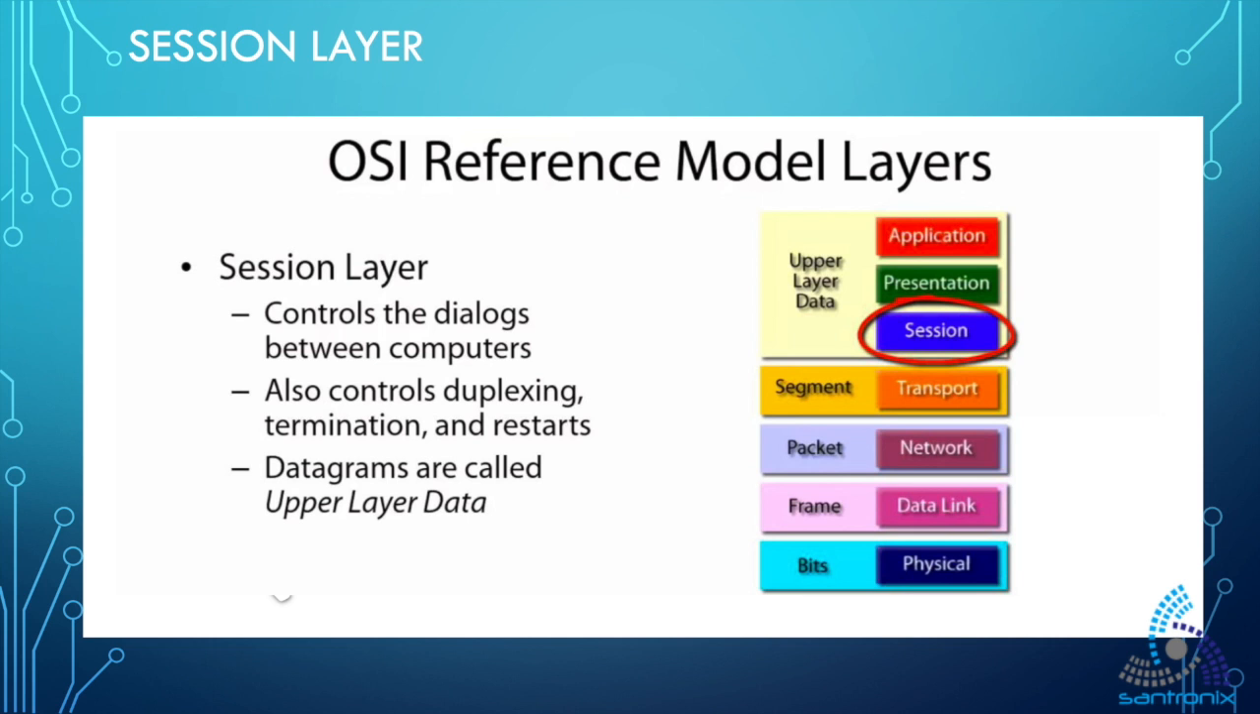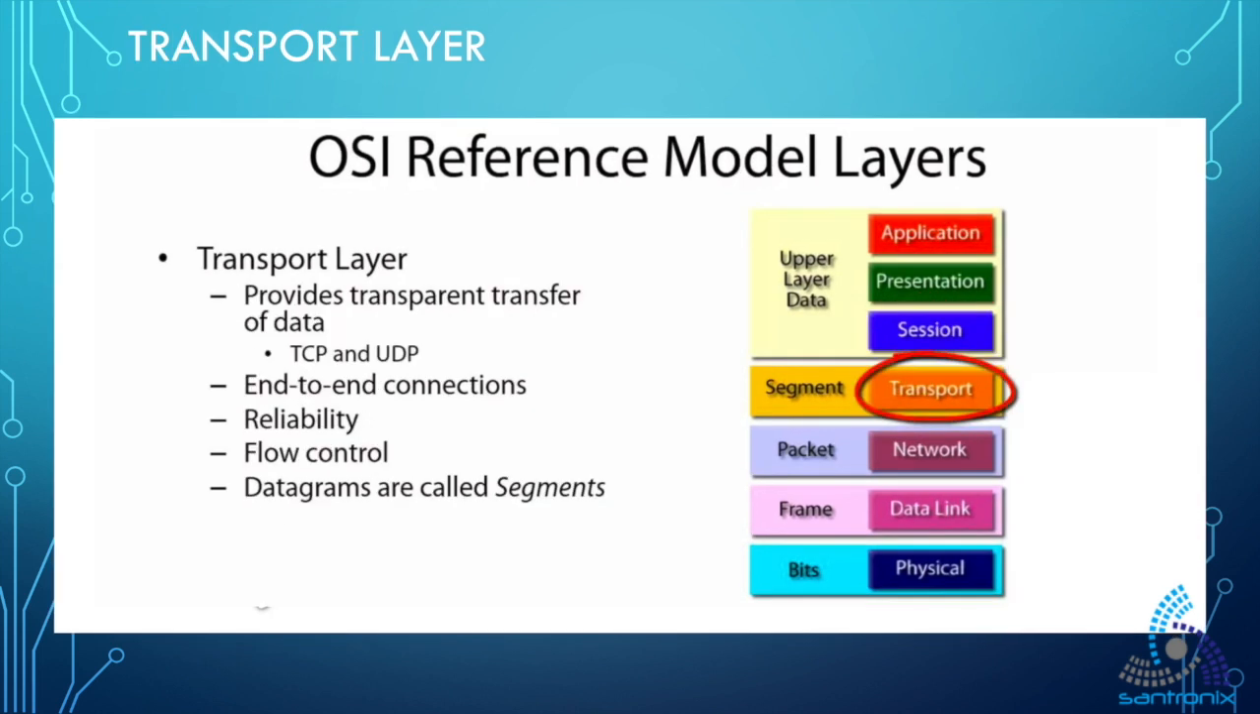It controls the dialogues between computers. It is also responsible for duplexing and the restart, start, and termination of the communication, right? Again, the datagrams are called upper layer data, which is shared between application, presentation and session. The next layer, the fourth layer, is the transport layer.